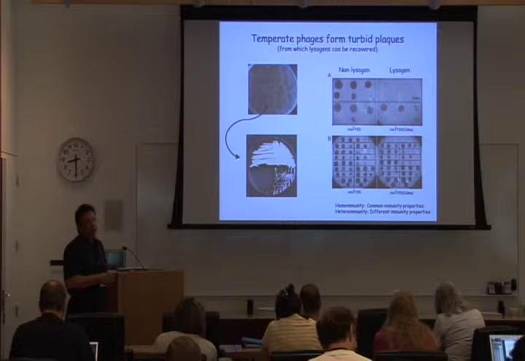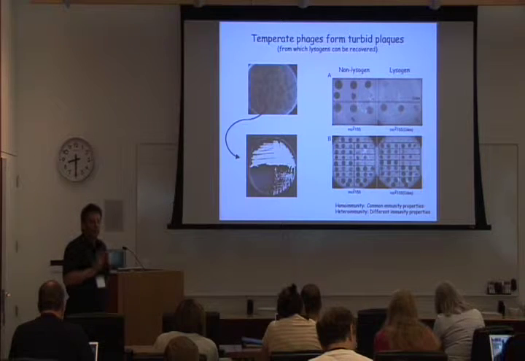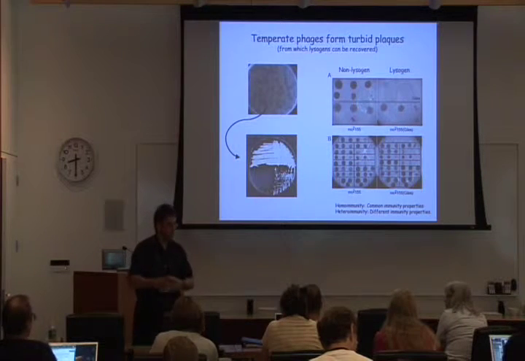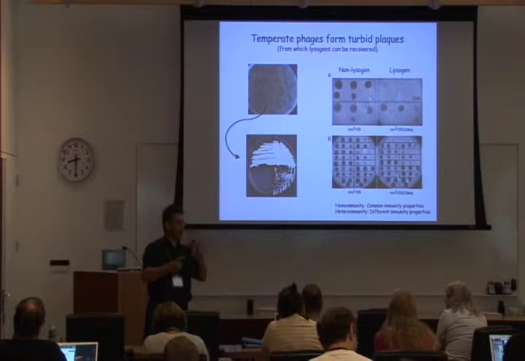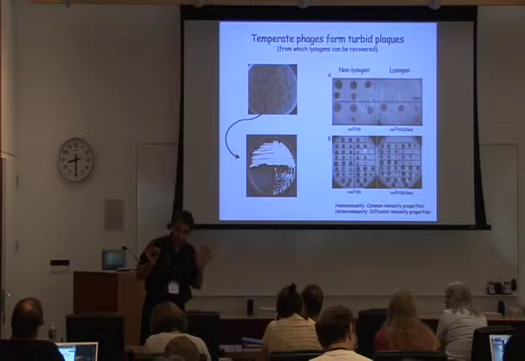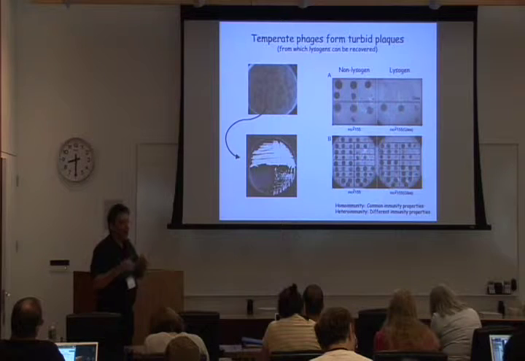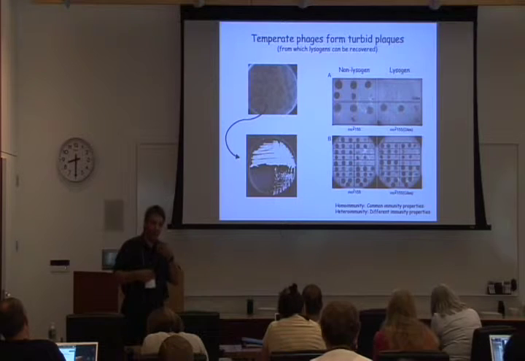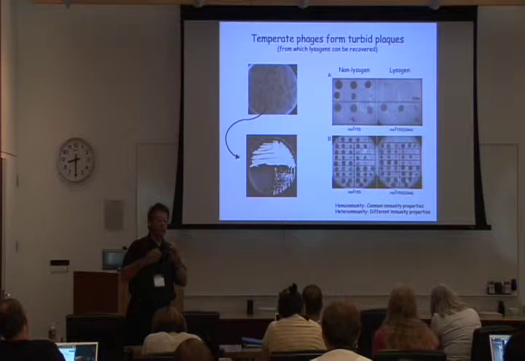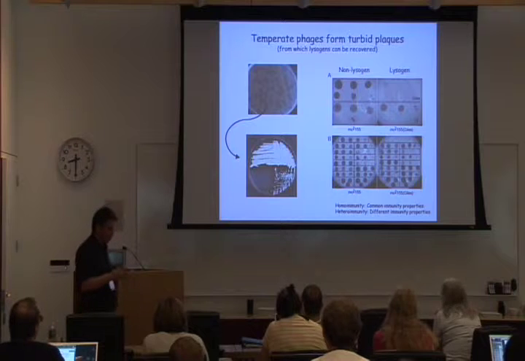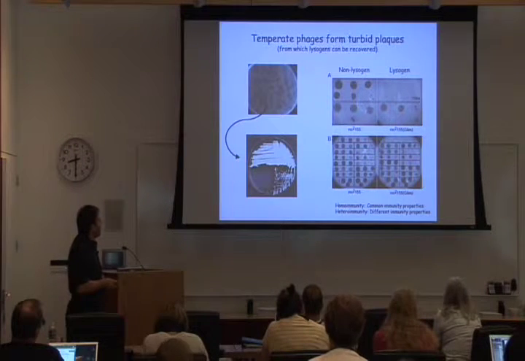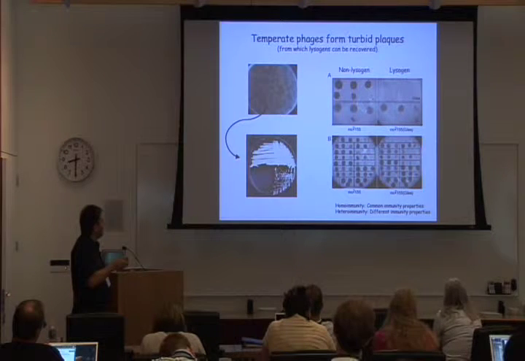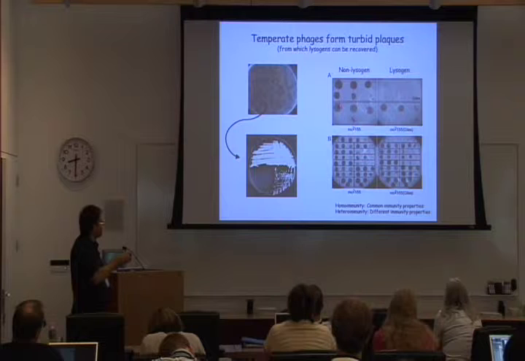And the reason why temperate phages form turbid plaques is because within the plaque there's dead cells, there's new viruses that are being made, but there's also those lysogenic cells which are carrying the prophage and have become immune to reinfection or superinfection by those phage particles. And so a phage that is temperate forms these turbid plaques, and that's an example of a nice turbid plaque there.